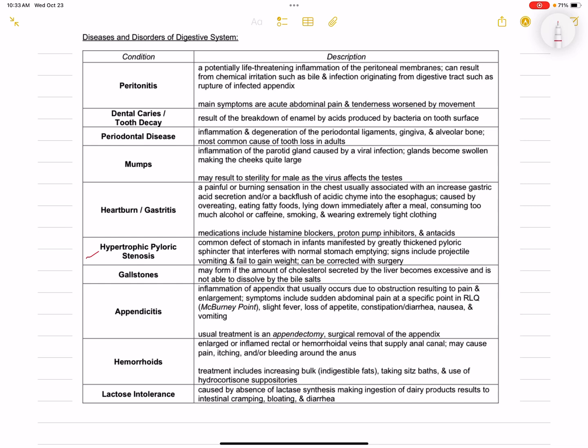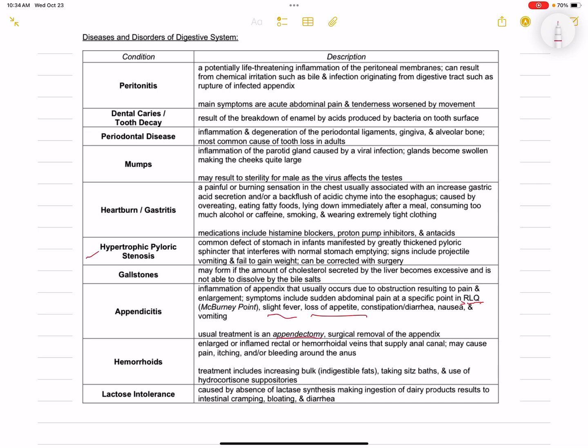So, appendicitis, I mentioned it earlier. The specific point is the right lower quadrant of our abdomen. It is called McBurney's point. There may be slight fever, loss of appetite, constipation or diarrhea, nausea, and vomiting. Just remember that in appendicitis, the pain is a sudden abdominal pain at that specific point, the right lower quadrant of our abdomen. The usual treatment is appendectomy, the surgical removal of the appendix.